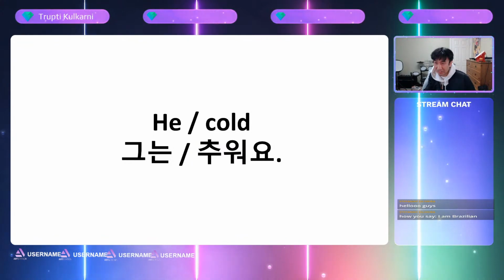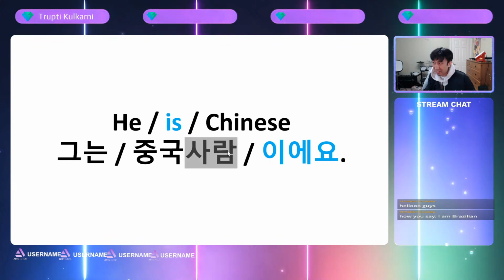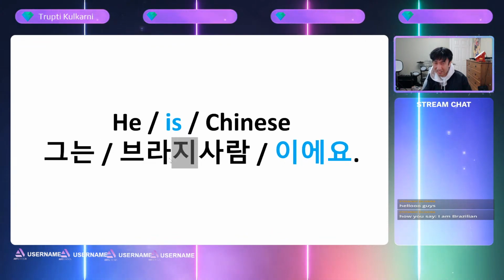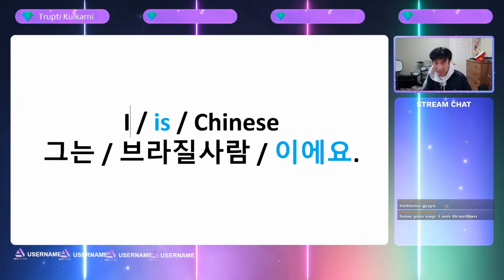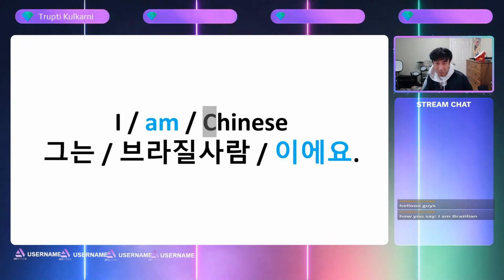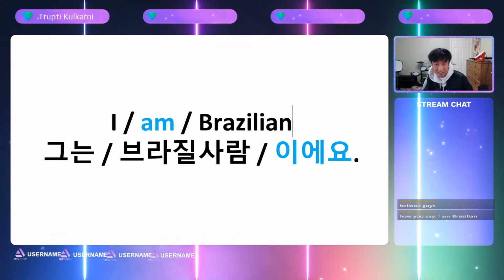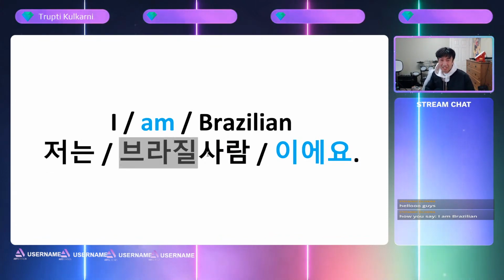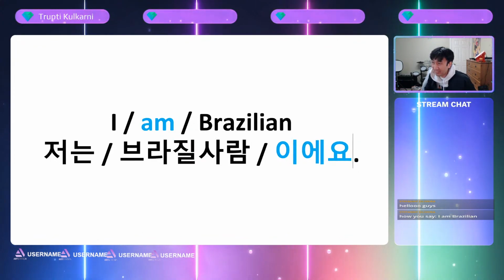How do you say I am Brazilian? Okay, Brazilian. So 사람 right here is like "person." So this is literally "China person." The country goes here. So if you say Brazilian, say 브라질 사람이에요. "Brazil person is." Well, we have to change it to "I am," right? I am Brazilian. So it's 저는 브라질 사람이에요. 저는 브라질 사람이에요. I am Brazilian.